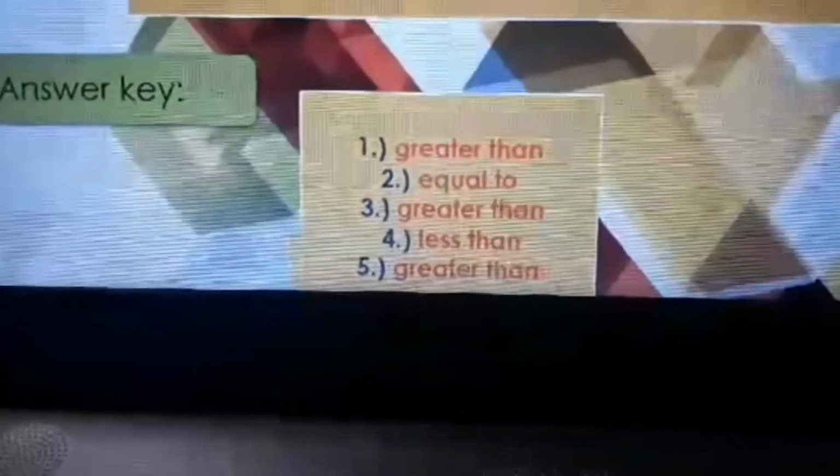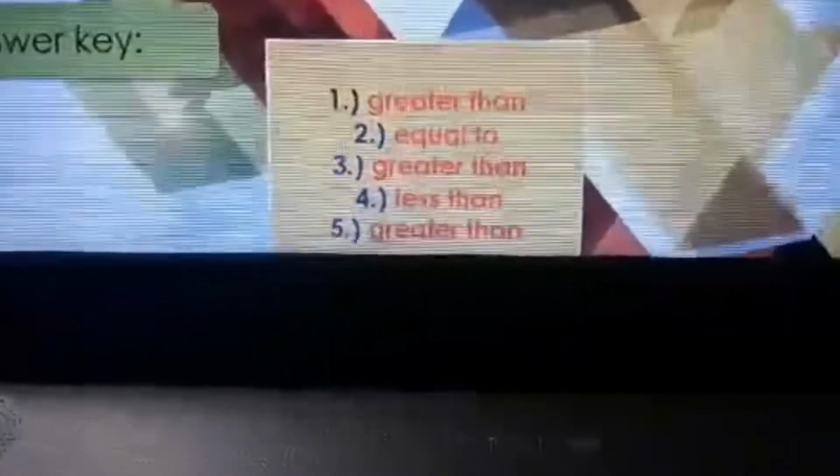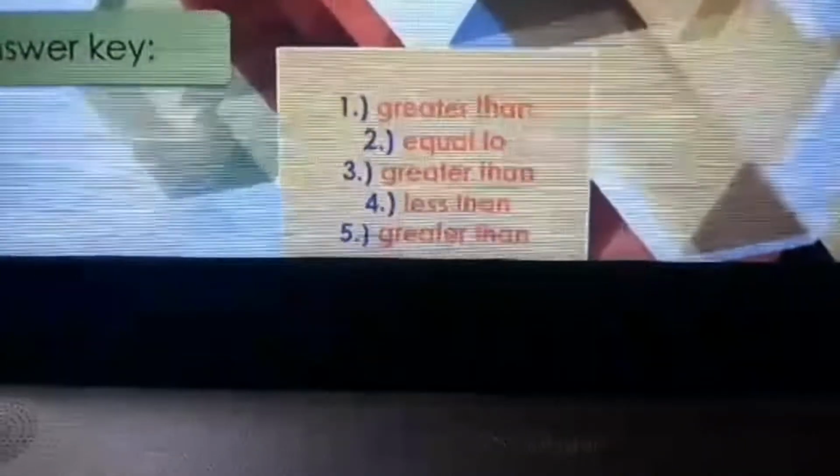Here are the answer key if you want. Number 1, greater than. Number 2, equal to. Number 3, greater than. Number 4, less than. Number 5, greater than.